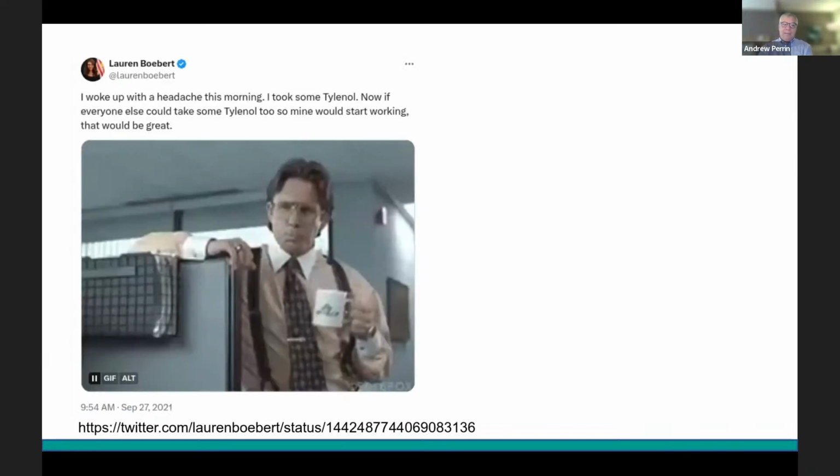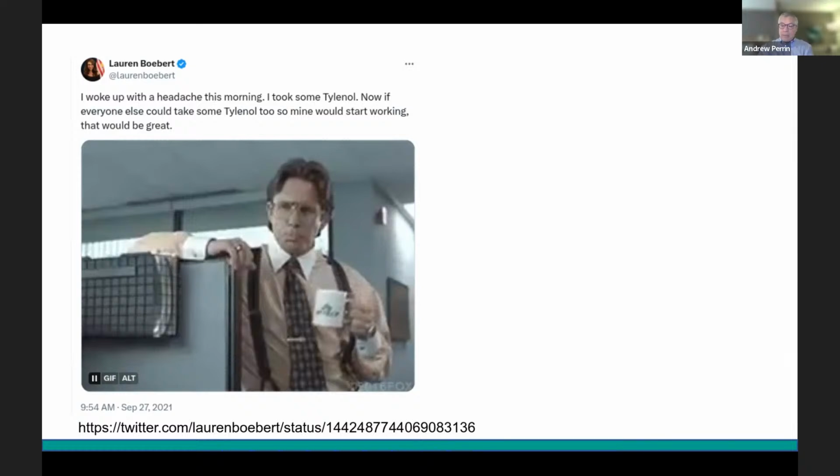A couple of enthymematic arguments here. This is from Lauren Boebert back in 2021, right around the vaccine happening. She tweets, "I woke up with a headache this morning. I took some Tylenol. Now, if everyone else could take some Tylenol too, so mine would start working, that would be great." Now, what's she trying to do here?